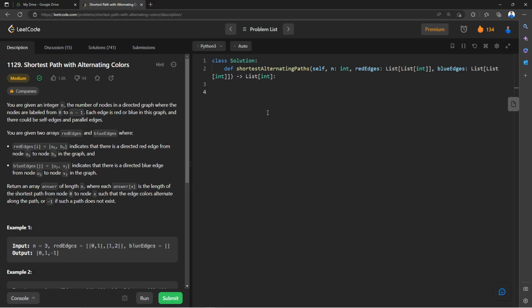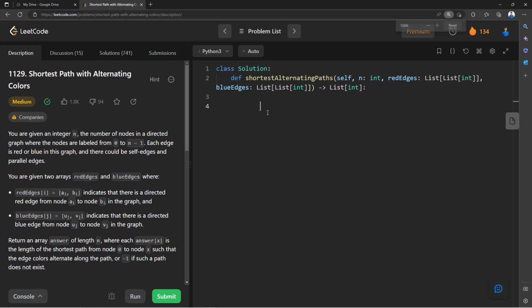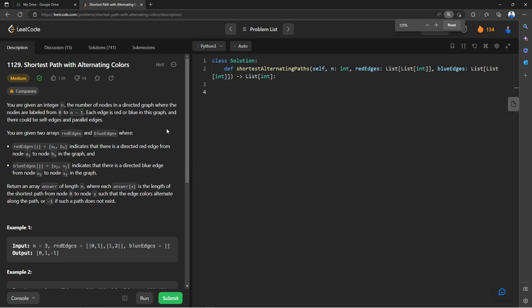So here, guys, let me increase the size. I hope now this much is visible to you. Now, guys, what we are going to do? First of all, we are going to create an adjacent list, right? So I'm going to create an adjacent list.